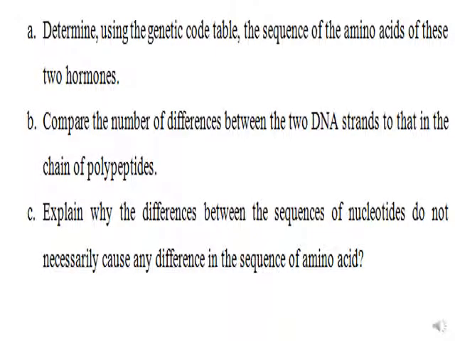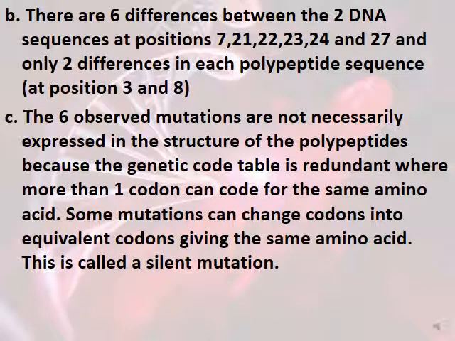So let's determine using the genetic code table. We did this part. Compare the differences. We compared them orally. And let's explain why the differences between the sequences of nucleotides don't necessarily cause any difference in the amino acids. So there are six differences, at positions 21, 22, 23, 24, and 27. And only two differences in each polypeptide, at positions 3 and 8 in the amino acid sequence.